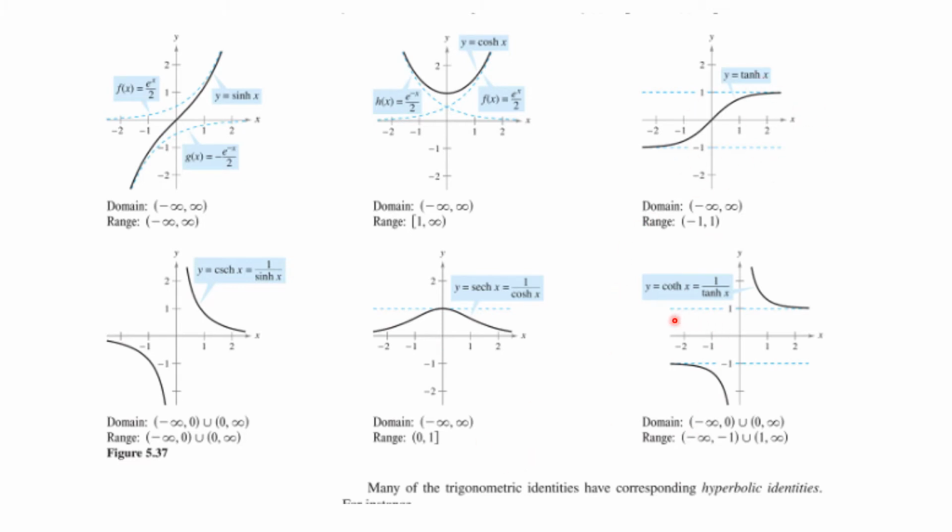And this is the cotangent, and you see the cotangent looks very different from the hyperbolic tangent, and you have asymptotes, both horizontal and vertical asymptotes. These are the domains and ranges. Now also, many of the trigonometric identities have corresponding hyperbolic trigonometric identities.